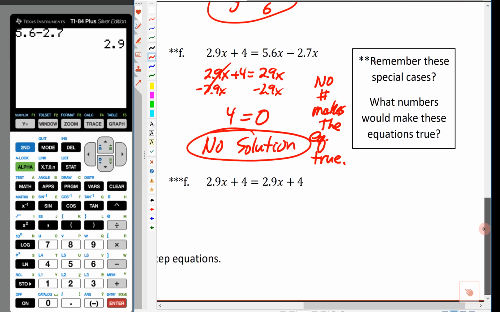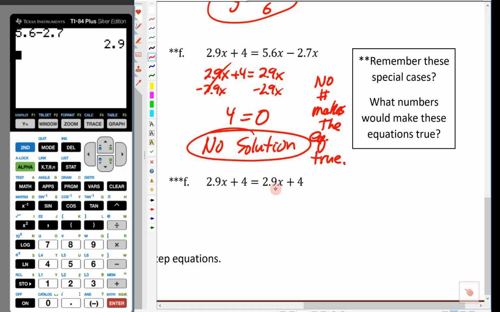Now, I'm going to slide this down, and this is related to that other one. That's why it's got an extra asterisk on it. So we've got 2.9x plus 4 equals 2.9x plus 4. Well, stop and think about that. What number would make that true? Well, this says 2.9x plus 4 equals 2.9x plus 4. Well, that's like, no duh.